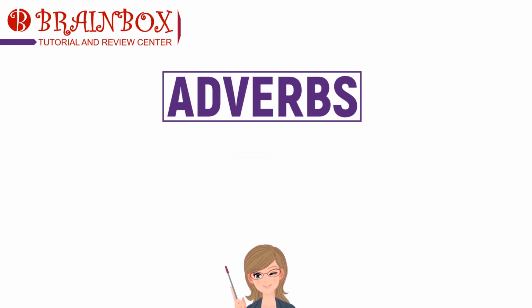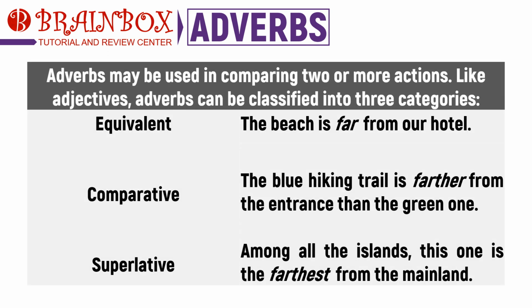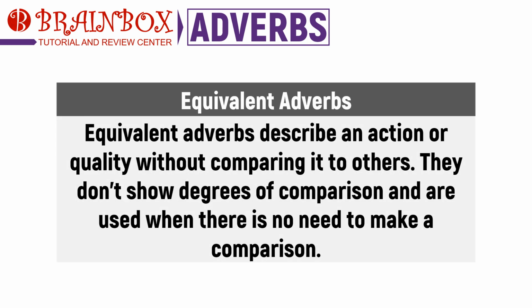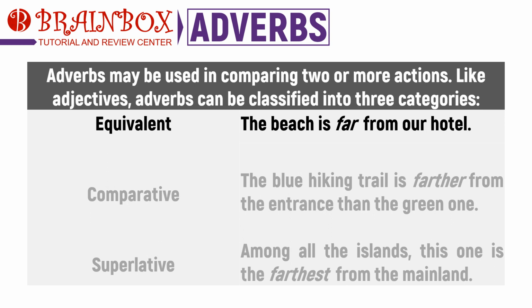Adverbs, like adjectives, can have equivalent, comparative, and superlative forms to indicate different degrees of intensity or manner. Let's explore each category with examples in sentences. First, equivalent adverbs. Equivalent adverbs describe an action or quality without comparing it to others. They don't show degrees of comparison and are used when there is no need to make a comparison. For example, the beach is far from our hotel. In this sentence, the adverb far is used without making any comparisons.